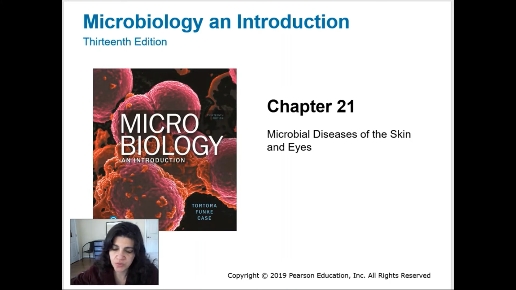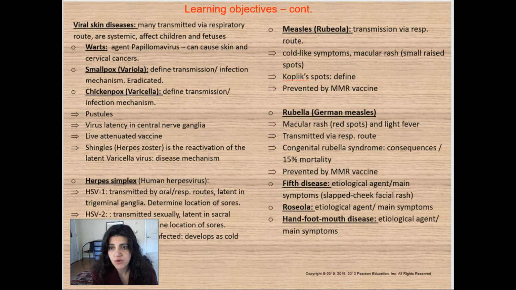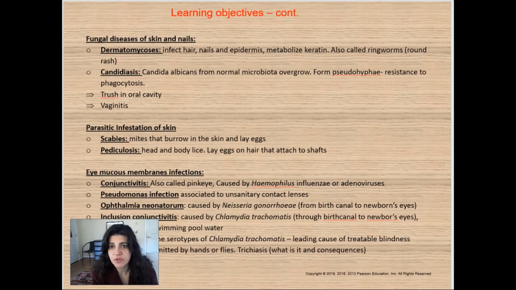So we're going to start with talking about diseases of the skin and diseases of the eyes, which in the microbiome sense, we learned before, is a continuation of the skin, right? The eye conjunctiva. So we're going to divide this video in 3 parts, being one of them where we talk about skin structure, what's a normal microbiota for skin, and then bacterial skin infections. And then in the second video we talk about viral skin infections, and in the third video we talk about fungal and parasitic diseases and eye infections, which are mostly bacterial.